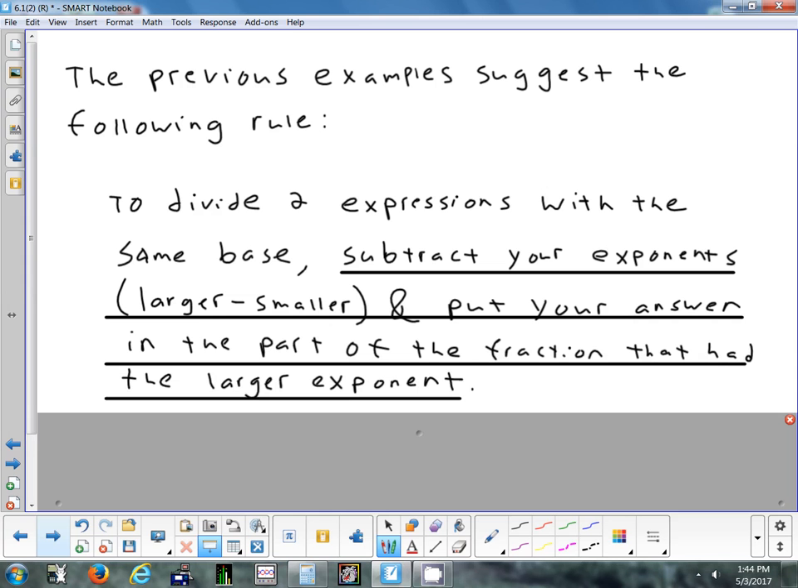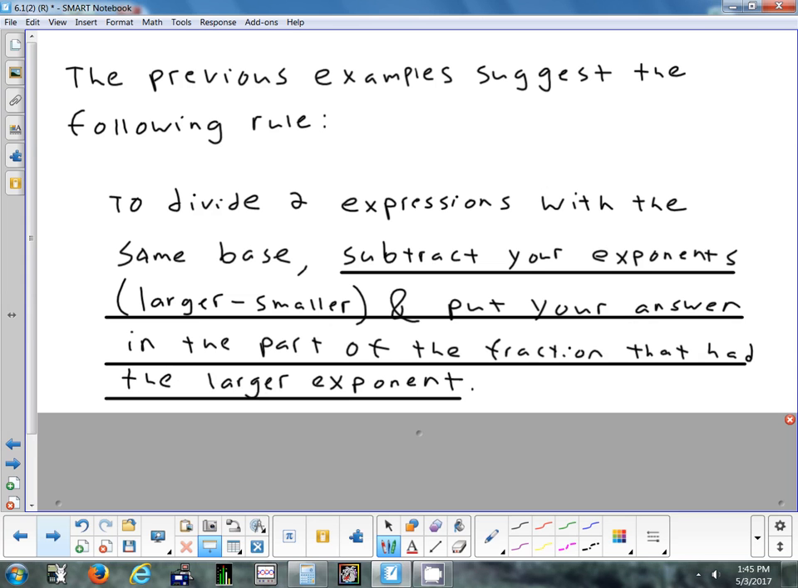To divide two expressions with the same base. And you guys have this on your notes. It's right above that little list. So, divide two expressions with the same base, just like yesterday when we multiplied with the same base. Now we're dividing with the same base.